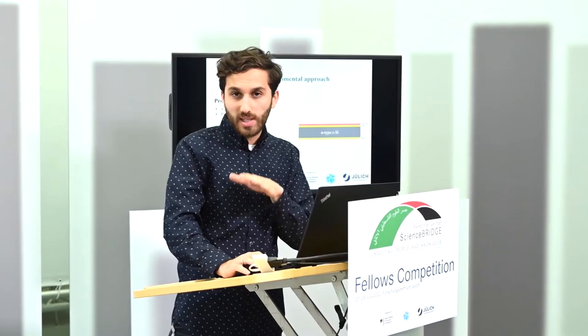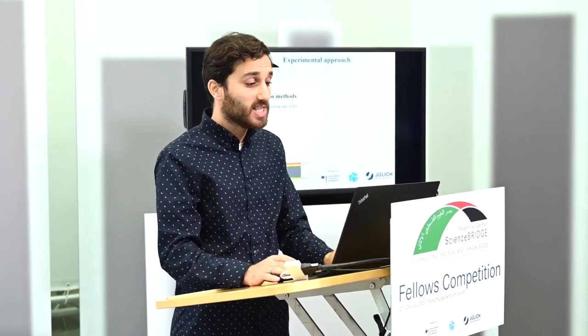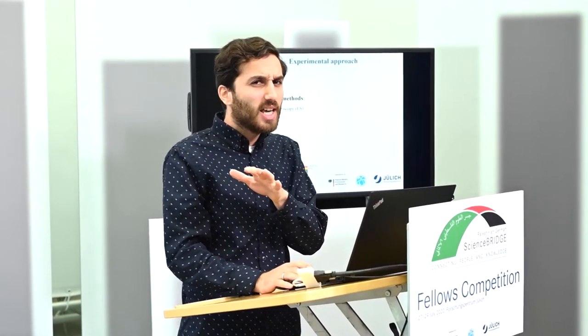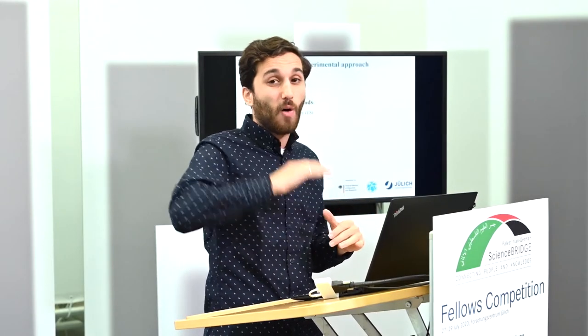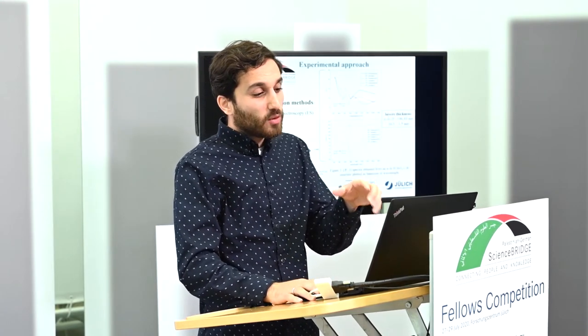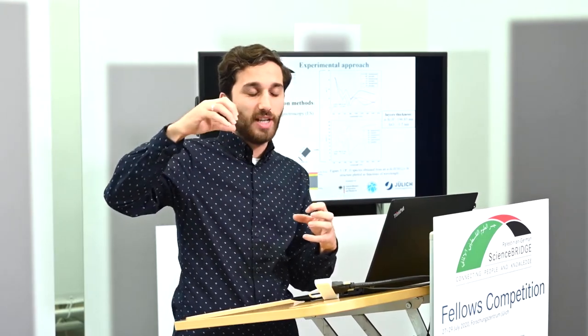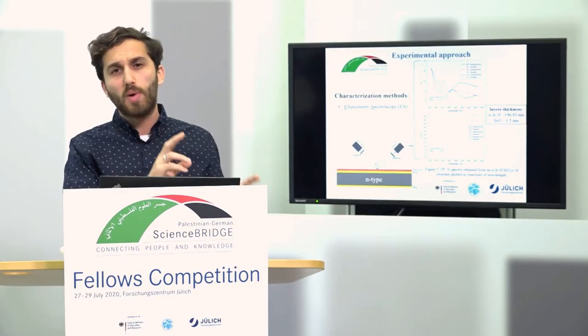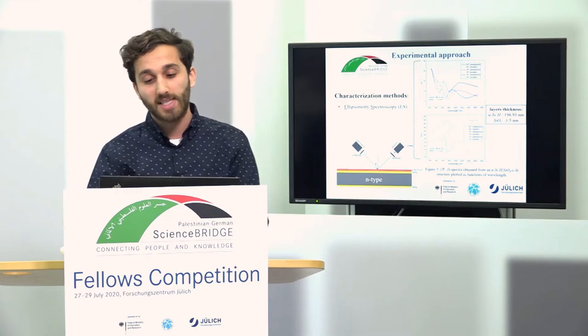After that, we will send our sample to characterization methods. The first characterization method we used is ellipsometry spectroscopy. It depends on a laser to analyze the state of polarization of the laser after it is reflected from the sample. After that, we get two parameters, psi and delta, which represent how the light is polarized after reflection. By fitting these two parameters, we can get an idea of the thickness we got after deposition. As you can see, we have a thickness of around 200 nanometers for the amorphous silicon and 1.5 nanometers for the silicon oxide.